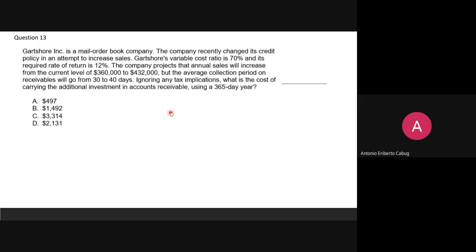So, we have here Archer Incorporated is a mail-to-order book company. The company recently changed its credit policy in an attempt to increase sales. Archer's variable cost ratio is 70%. Required rate of return is 12%. The company projects that annual sales will increase from the current level of 360,000 to 432,000. But the average collection period on receivables will go from 30 to 40 days.